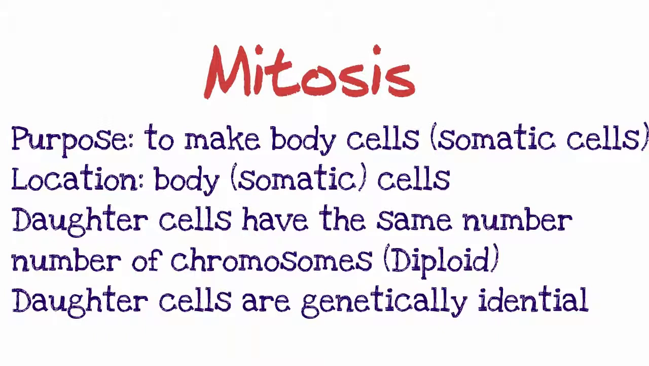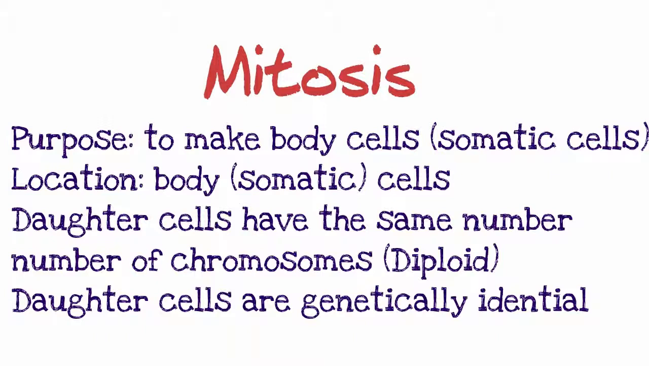While mitosis, the purpose is to make body cells or somatic cells. The location, it occurs in our body or somatic cells. They divide to make more body cells. The daughter cells produced from mitosis have the same number of chromosomes, so they're diploid. They still have 2 of each. The daughter cells that are produced are genetically identical. So those are the 4 key points.